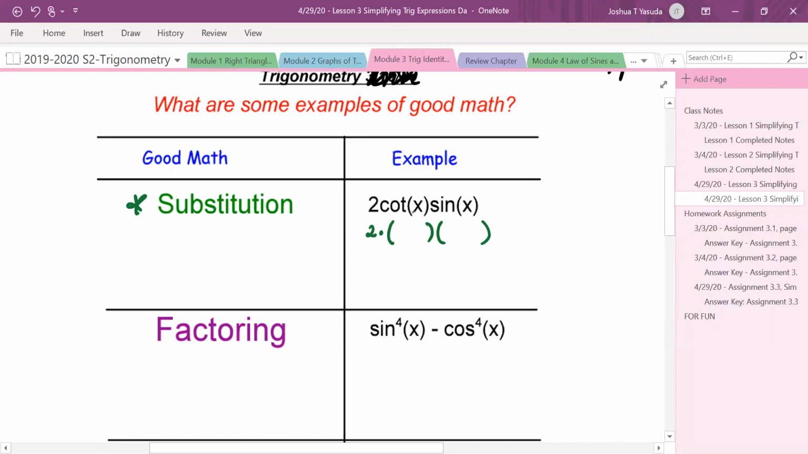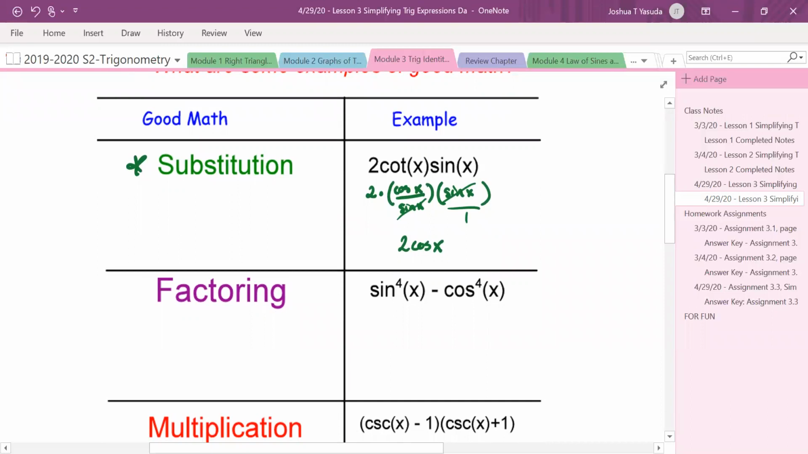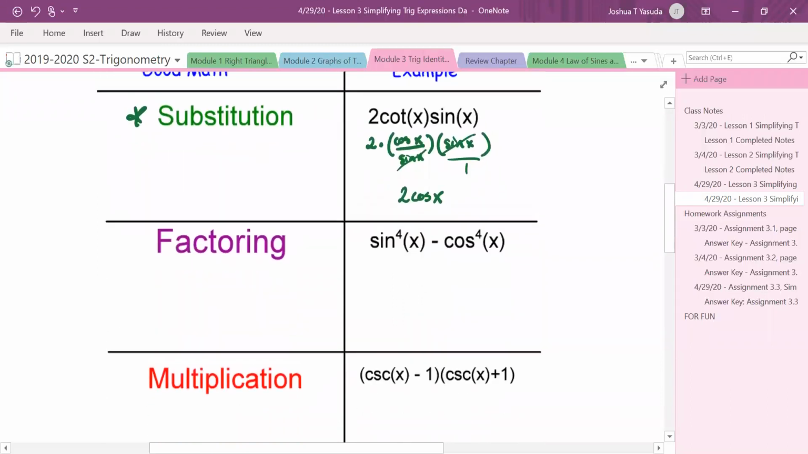So cotangent, if you remember, is cosine of x over sine of x. And then I'm going to keep this as sine of x, because that would be sine of x over 1, and then these sines will reduce, right? Because when you have sine divided by sine, it would just reduce to 1. And so then we're left with 2 cosine of x, okay? And so there is substitution. There's lots of ways substitution can work. We'll see it pop up as we go through some more of the examples, but it happens, okay?